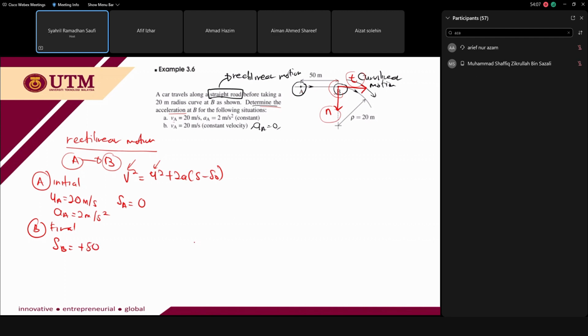So here, you can substitute all the known parameters into this equation to get the velocity at B first. So why do you need the velocity at B? Anyone can answer? Why do you need to find the velocity at B?